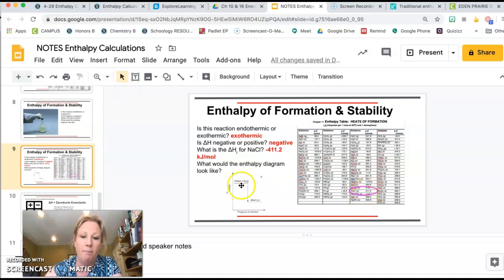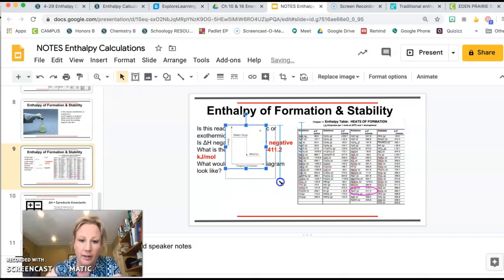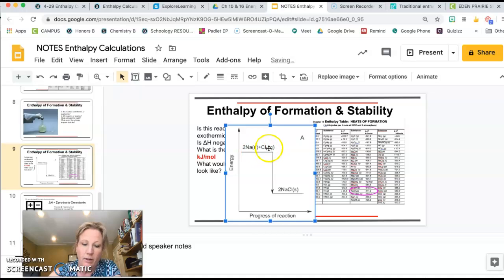So the enthalpy diagram is going to look like this, where you're going to start with the reactants having more energy, the products having less, so this difference in energy is let out. So I would have arrows pointing out into the surroundings from that system.